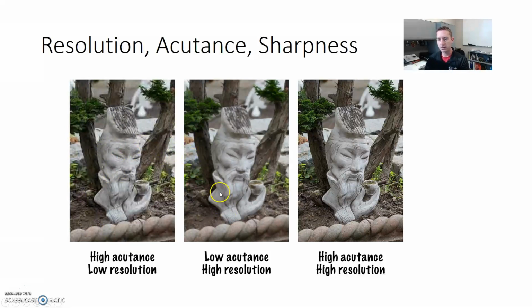Versus here, low accutance, but high resolution. We've got lots of details, but everything kind of blends together. It slides together. It just looks like a simply blurry photo. And then here where we have both high accutance and high resolution, everything is crisp, everything is in focus, everything is sharp.